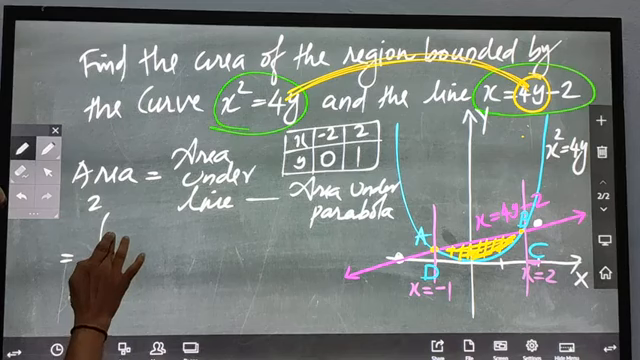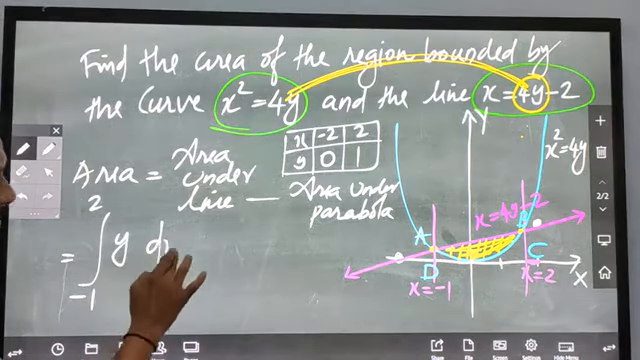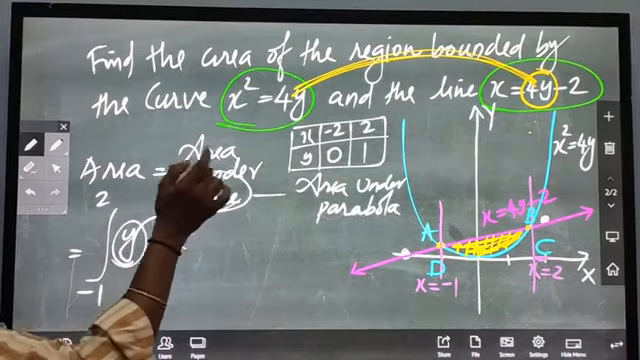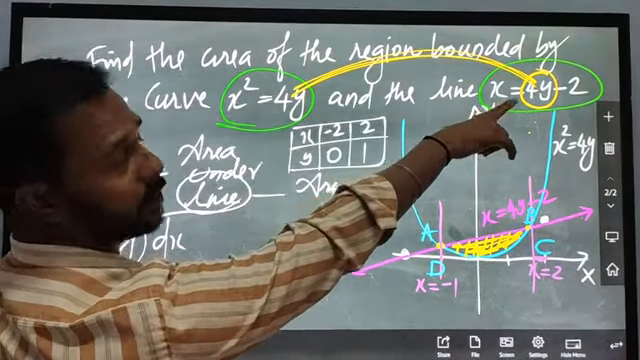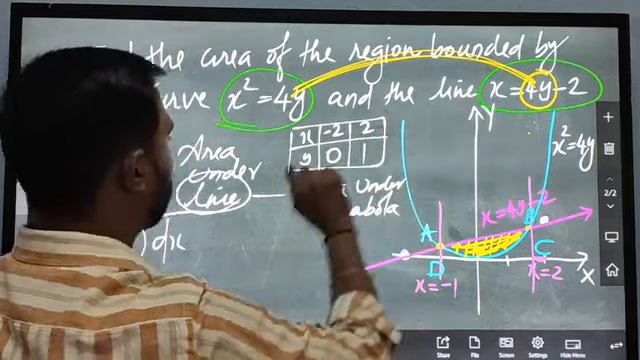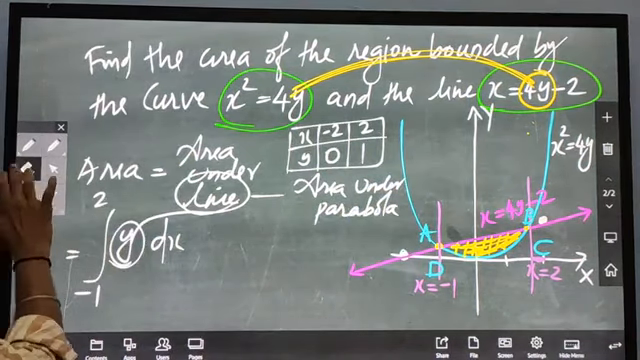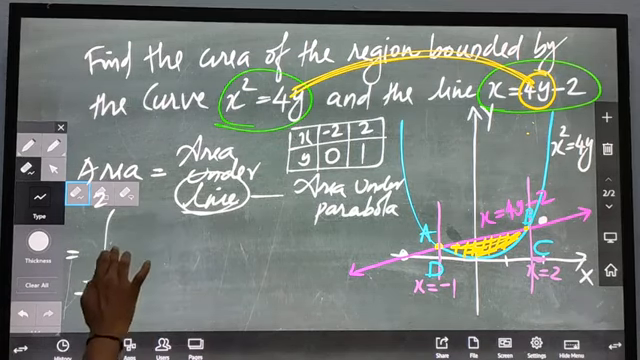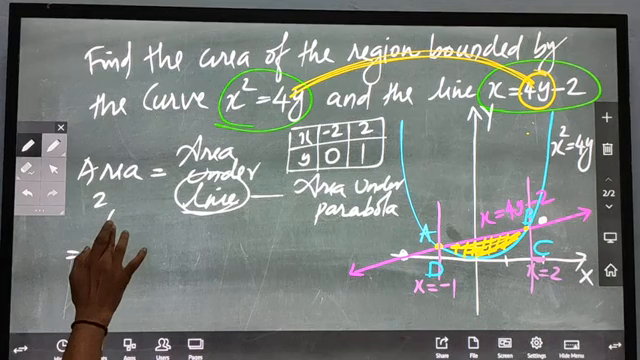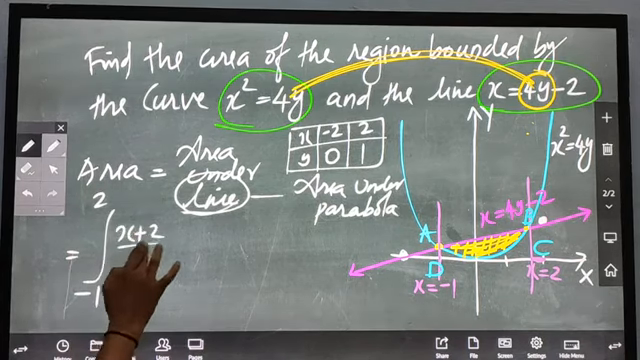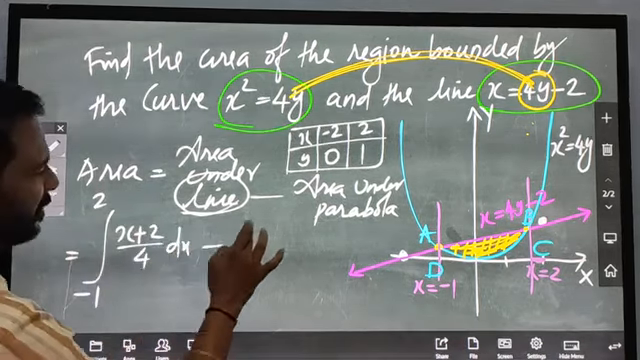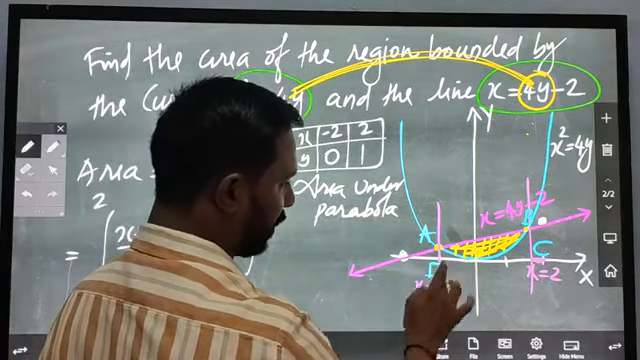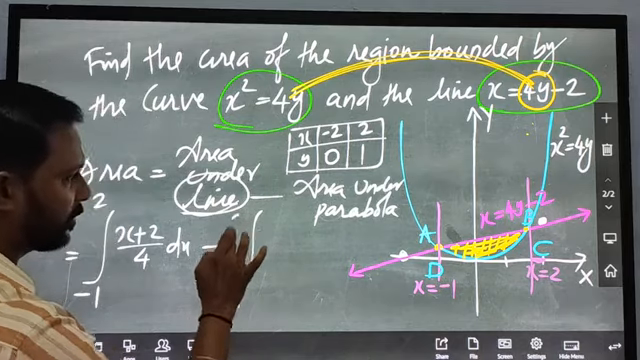Area under the line, you know it is y dx, right? Now what is y? This y is to be taken from the equation of the line. What is the line? 4y equals x plus 2, where y is equal to what? x plus 2 by 4. Therefore, replace this y with the y from the equation of the line, which is x plus 2 by 4 dx. Minus, straight away, the area under the parabola. What are the boundaries? Minus 1 and 2, same, minus 1 and 2.